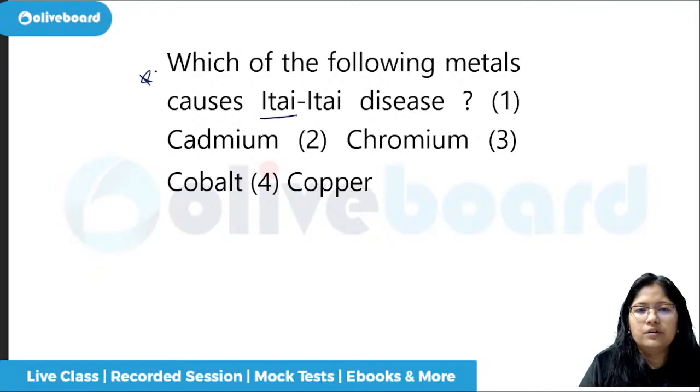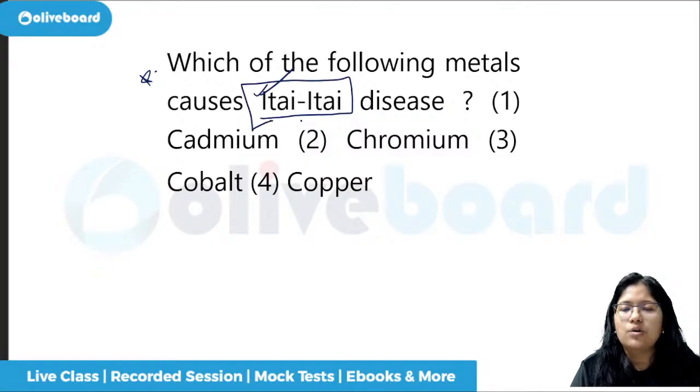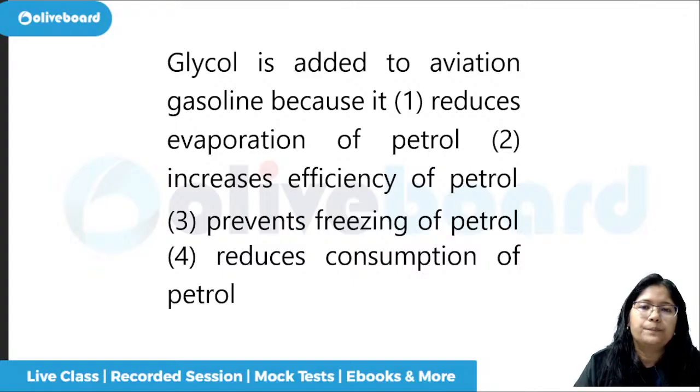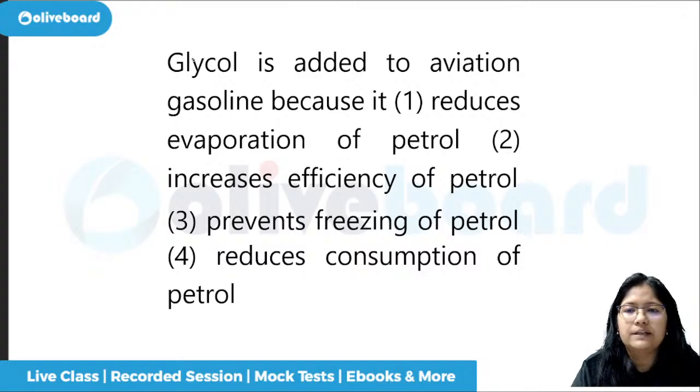Which of the following causes Itai disease? So Itai disease is caused by what pollution? It is caused by cadmium pollution. So it is caused by cadmium pollution. Cadmium is the correct answer.